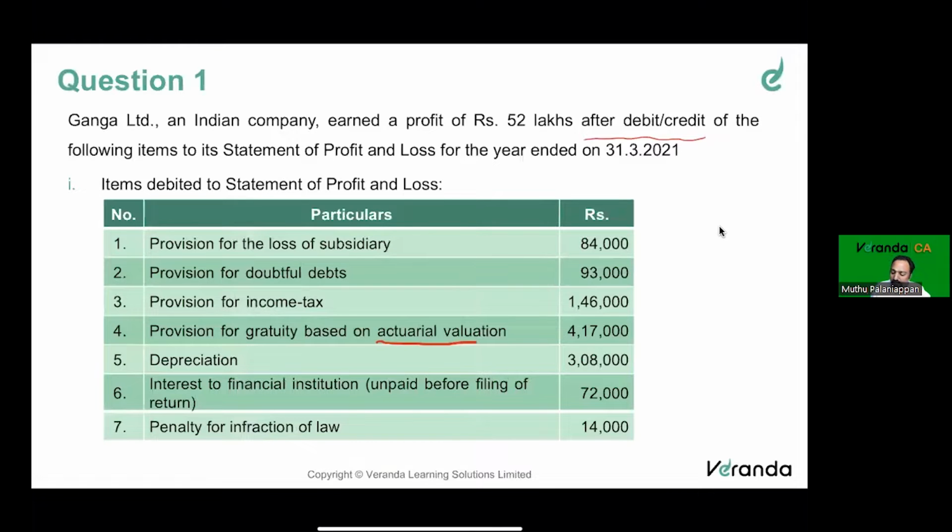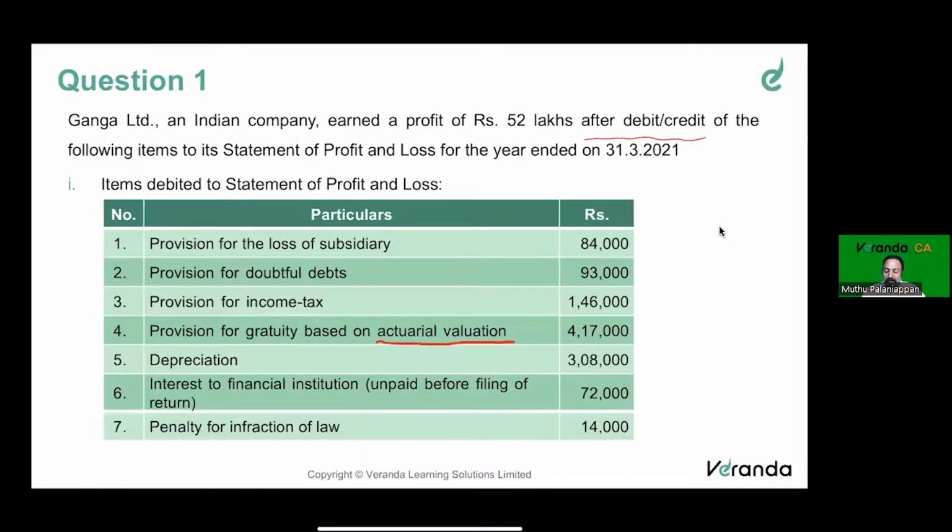Whenever it's related to a question, each word is probably a keyword. It has some relevance. Sometimes the relevance is to your solution, and sometimes it is just to make us think about the provision, to see how deeply we have understood a specific provision. The keyword here is actual valuation. We realize that the gratuity provision probably has to be disallowed, but what if it is based on actual valuation? So we get into that mode, the deep thought of that particular provision. That's why each word in the question is important. Here it is provision for gratuity based on actual valuation.